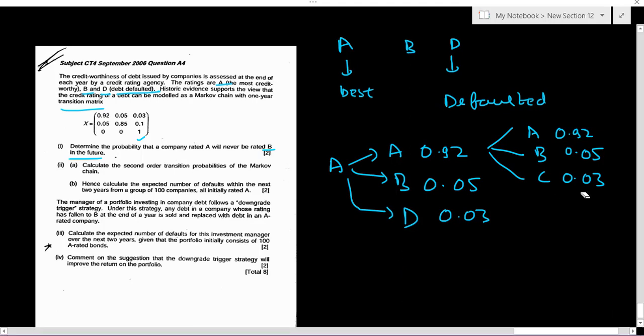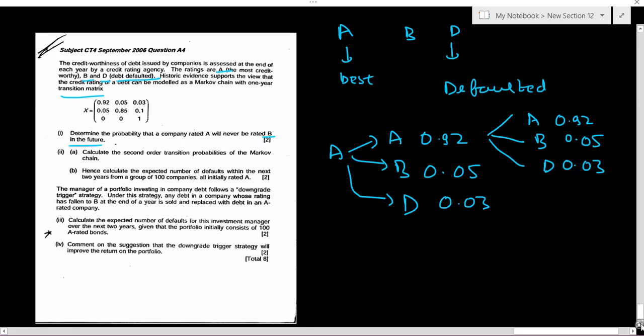So yeah, a company which is rated as D once cannot go back to A or B again, because this probability is 1. So whatever gets to D stays in D, right? It does not get back to A or B because it has already defaulted. So I need to calculate the probability that a company which is currently rated A will never be rated B.